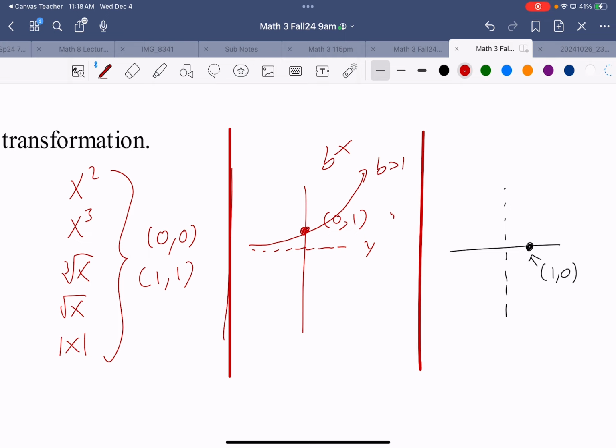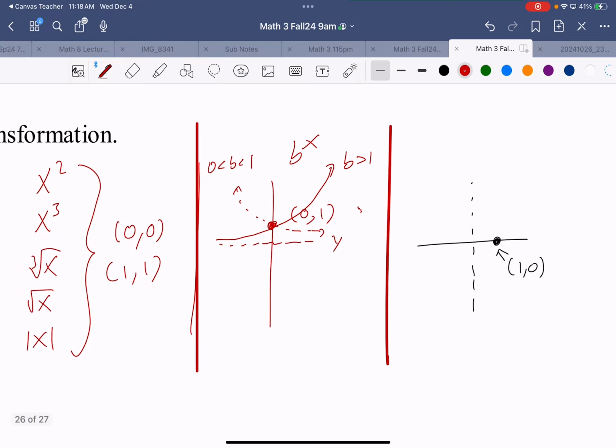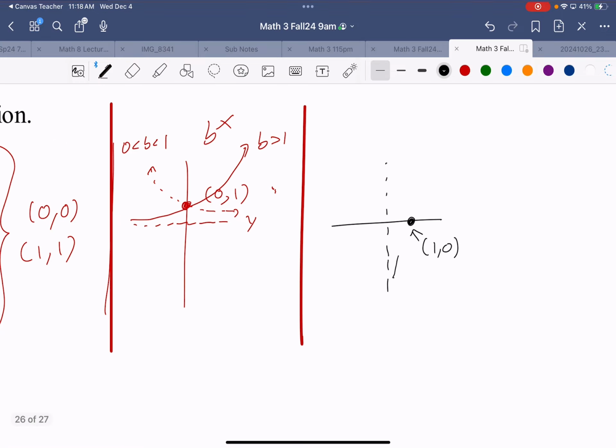So when it's bigger than 1, if it's in between 0 and 1, meaning if it's a fraction, they look like this, right? So it goes the other way. And for logarithms, we mainly dealt when the base was bigger than 1, they do this, right? All right, it's for the logarithm.